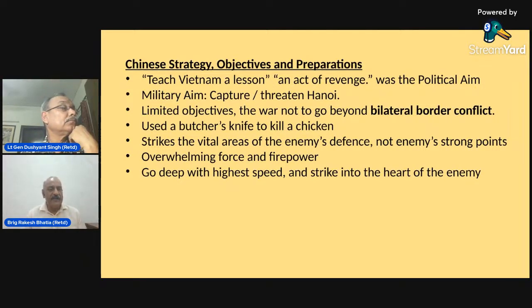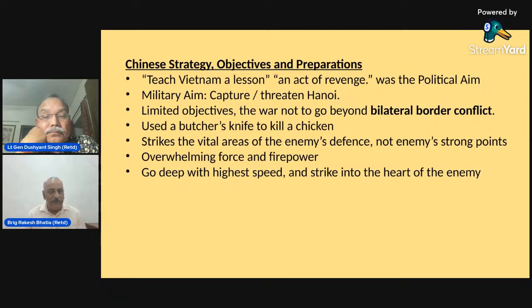Many years later, when they came with the war zone concept, there was a concept called QBQR, where they said quick battle, quick resolution. So they always emphasize that whatever they have to do, they do it at the earliest so that the enemy is not able to recover and is not able to get help from anybody. Now, even in Taiwan's case, ideally they would like to go in quickly before USA or any other country can react and intervene. They have always used a butcher's knife to kill a chicken.